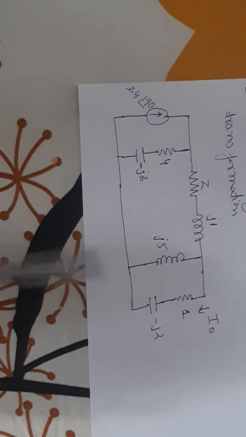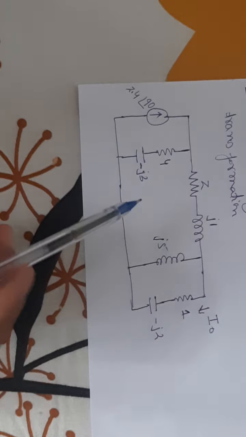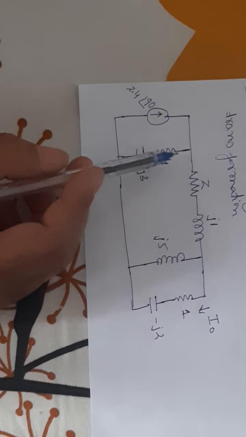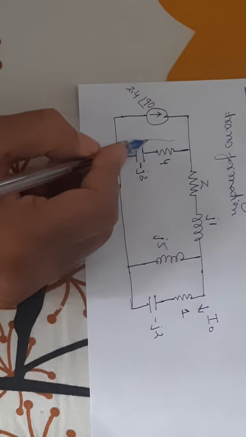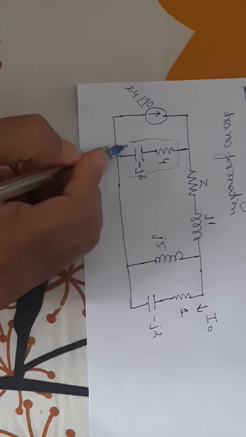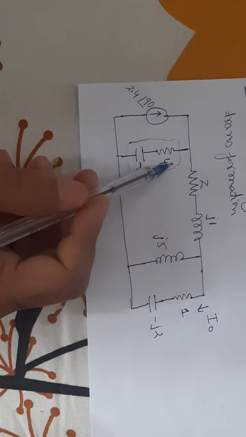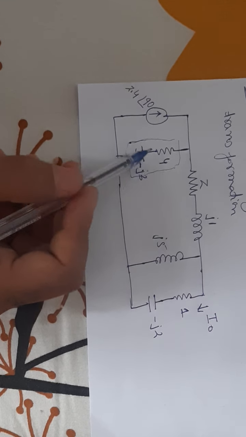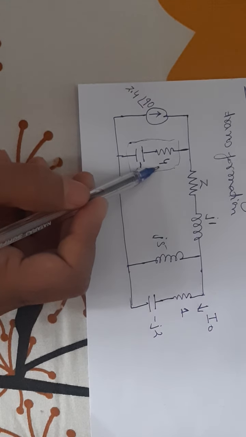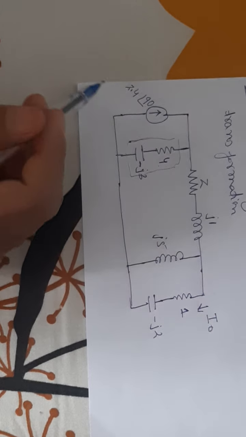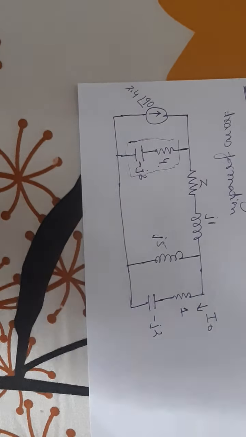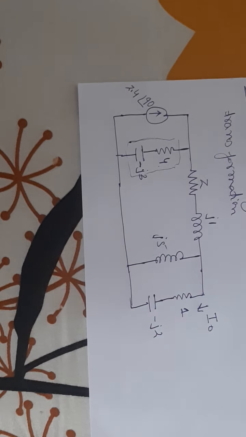So you can use source transformation. You have to use source transformation. This is a current source in parallel with an impedance Z. You can convert it into a voltage source in series with the same impedance, and V is equal to I into Z. Then you will get one circuit. So you have to calculate I naught using that technique.